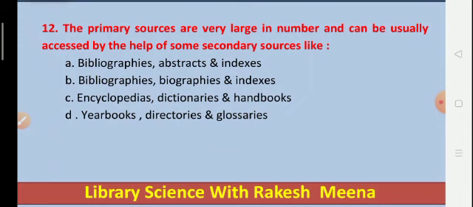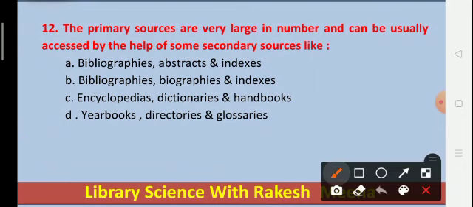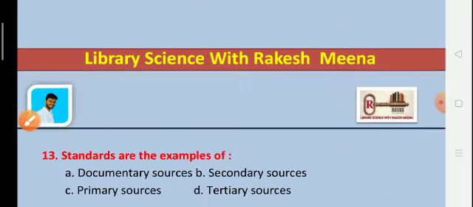Tick the correct answer, guys. This is a very important question. Read the options and tick the correct answer, guys. The correct answer for that question is option A. Option A is denoted by bibliographies, abstracts and indexes.